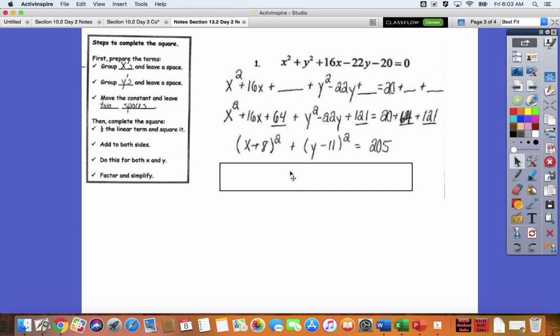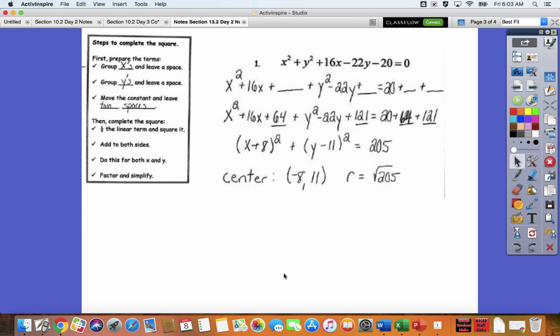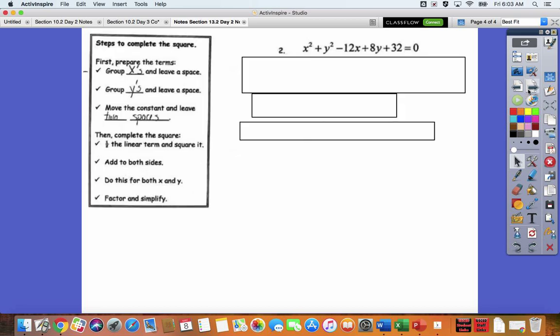We can pull the center and radius from that equation. The center would be the ordered pair negative 8, 11. Remember, think opposite when you're pulling the numbers out of the equation. And in our equation for a circle, this is the radius squared, so our radius would be the square root of 205. Let's look at another example.